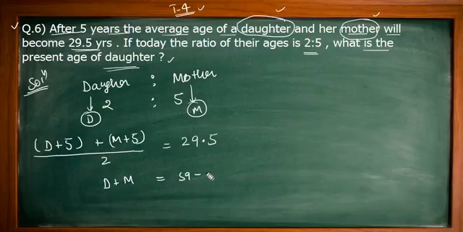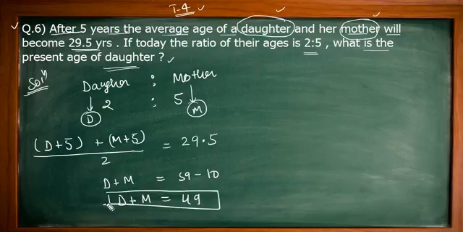and you will get D plus M equal to 59 minus 10. D plus M, daughter plus mother, will equal 49. Okay, you will get a relation from here. This is your equation number 1.